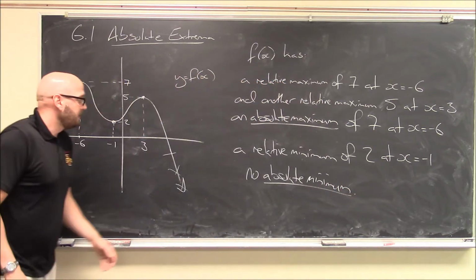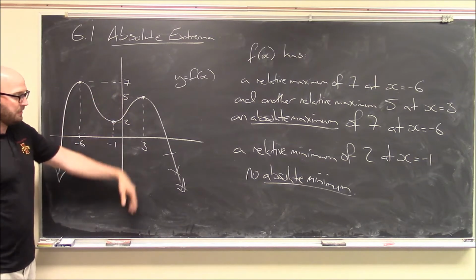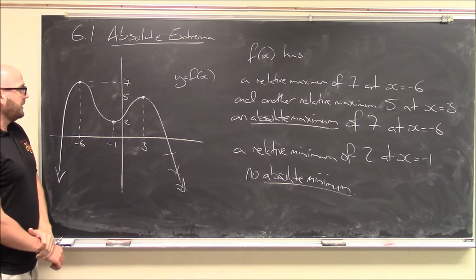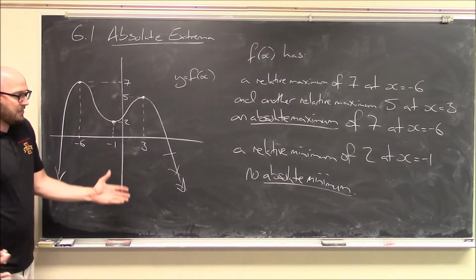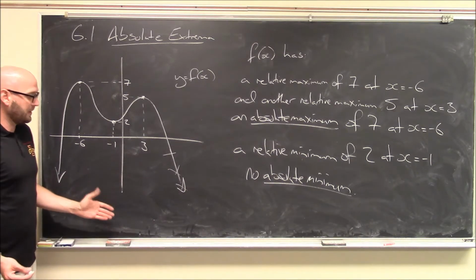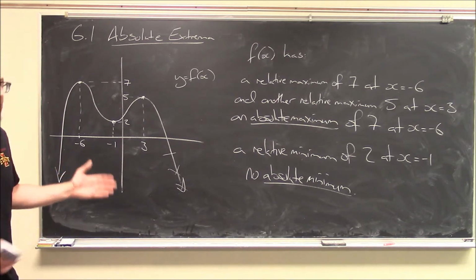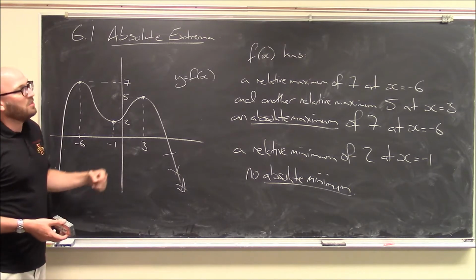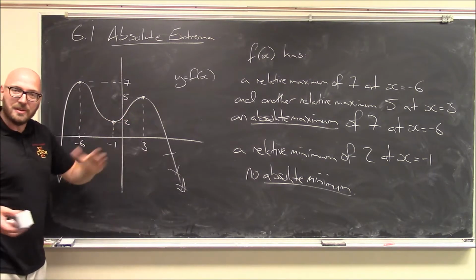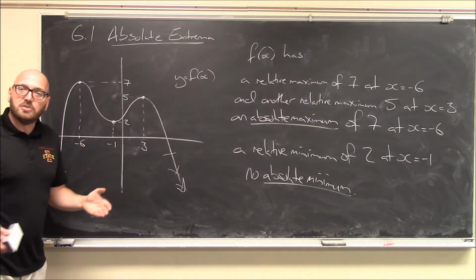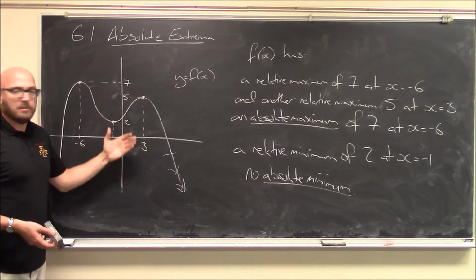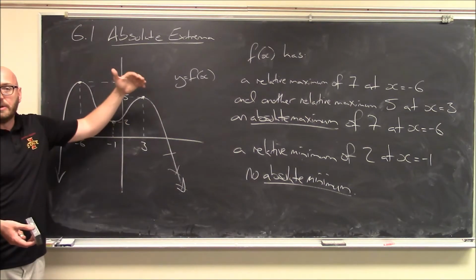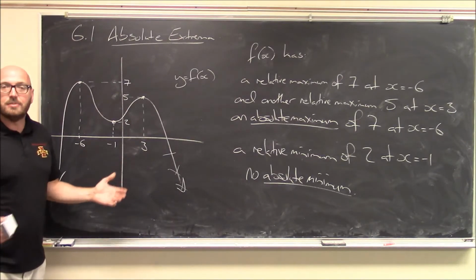And that can happen. That can happen if your function goes off to infinity or minus infinity. Then just no absolute minimum ever occurs. So this is the idea of this section. We've already talked about relative extrema. They're fairly easy to understand. Absolute extrema are just as easy. The absolute max of a function is the biggest value it ever attains, and the absolute minimum is the smallest value it ever attains.